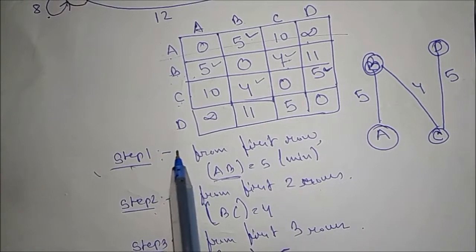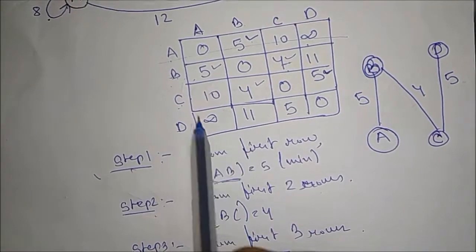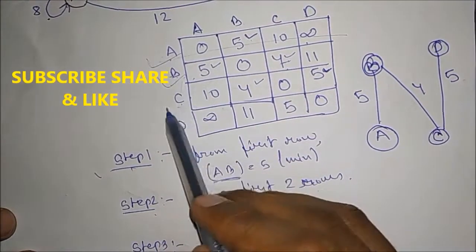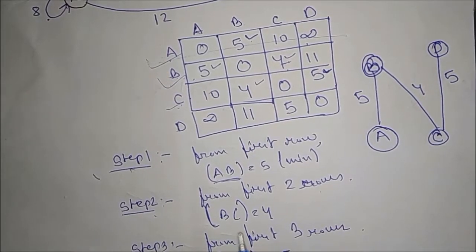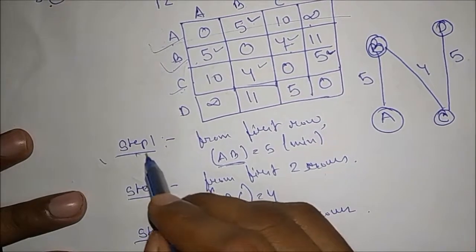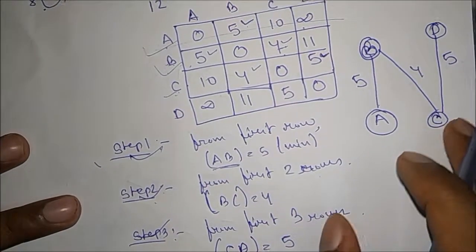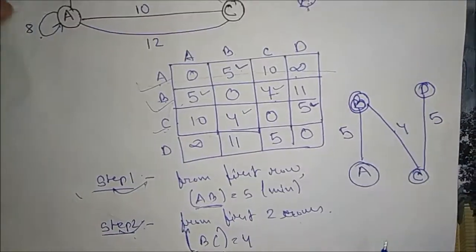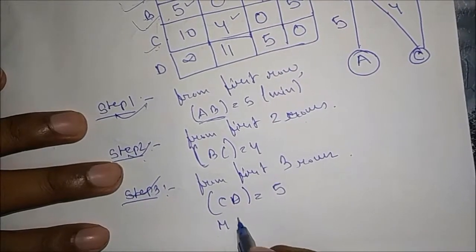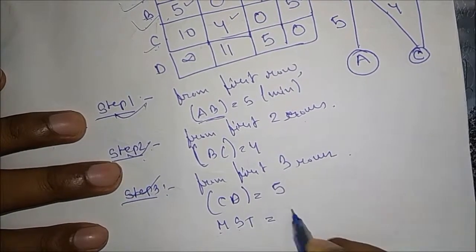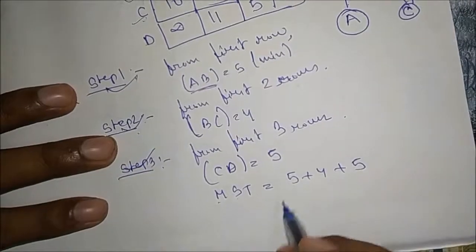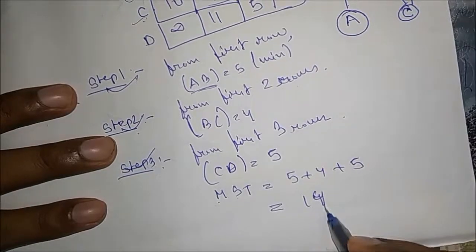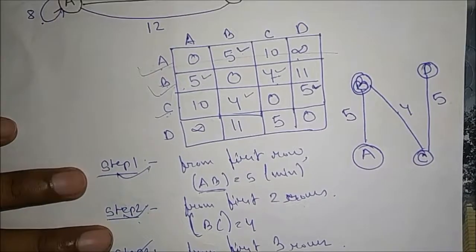If there are 4 rows, you have to check for the first 3 rows only. If there are 5 rows, then you have to check for the first 4 rows. If there are 6 rows, then you have to check for the first 5 rows. Now there are 4 rows, we have checked 3 rows. Now it is over. The minimum spanning tree is 5 plus 4 plus 5. How much do we get? 14. So that is all about Prim's algorithm.